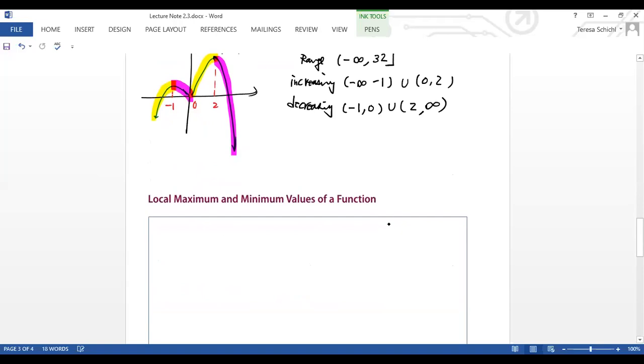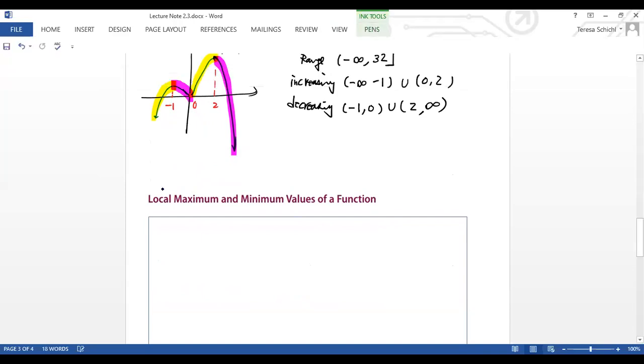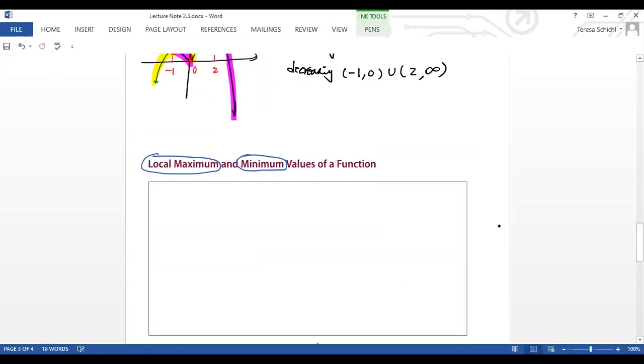Okay, so the next thing we're going to talk about is a very important concept. We call it the local max and the local min. In pre-calc, we're just going to look at the meaning of the local max and local min. But when you go to Calculus 1, they will ask you to find the local max and the local min. So let's take a look at what the local max is.